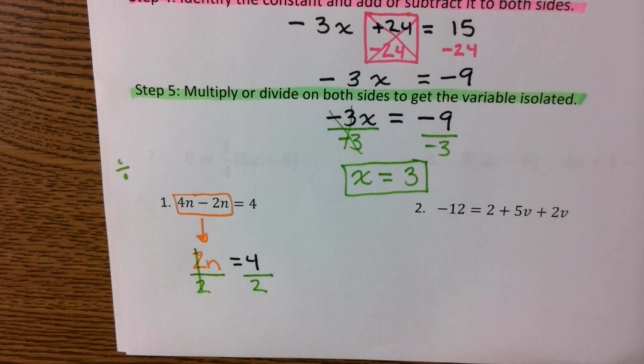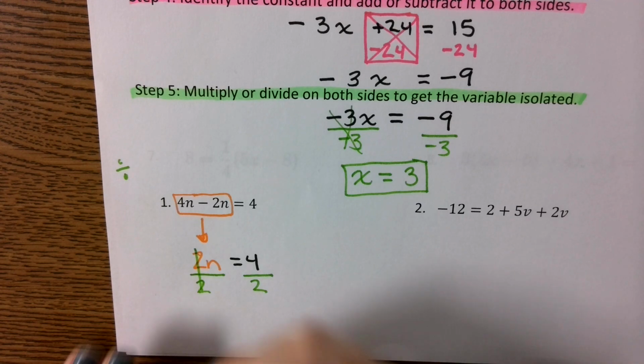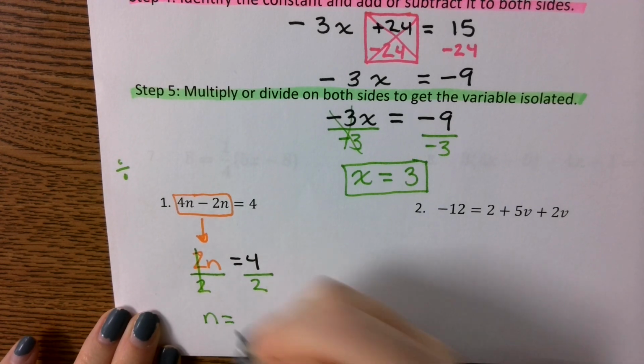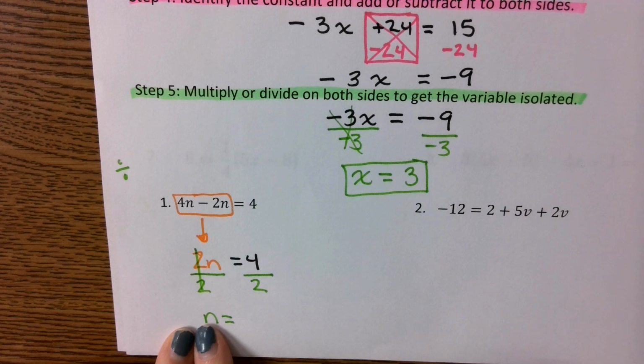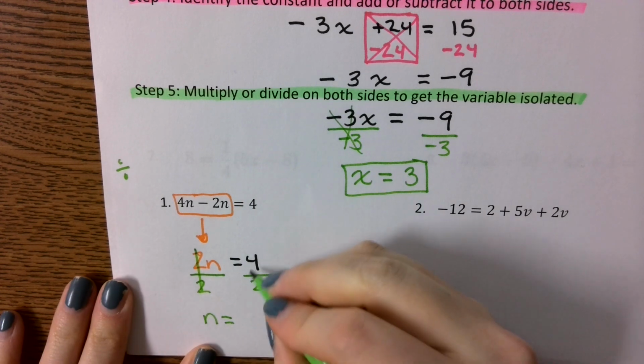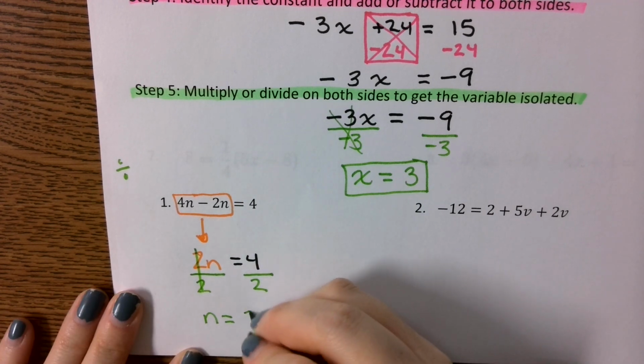1n, right? Do we have to write the 1? No. Remember our invisible math board. You don't have to write the 1. You can just put n. But the goal is to get it to be a positive 1 coefficient. Okay, and then 4 divided by 2 is 2.